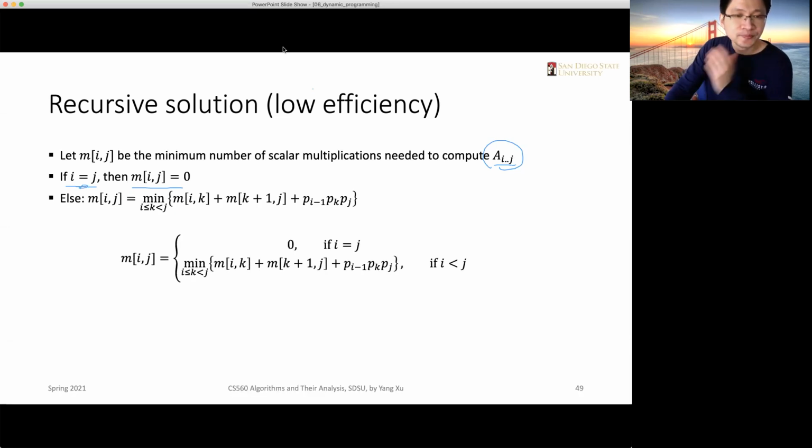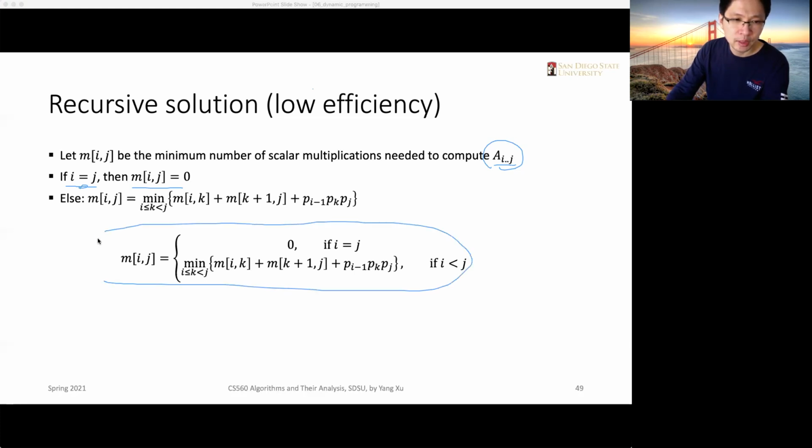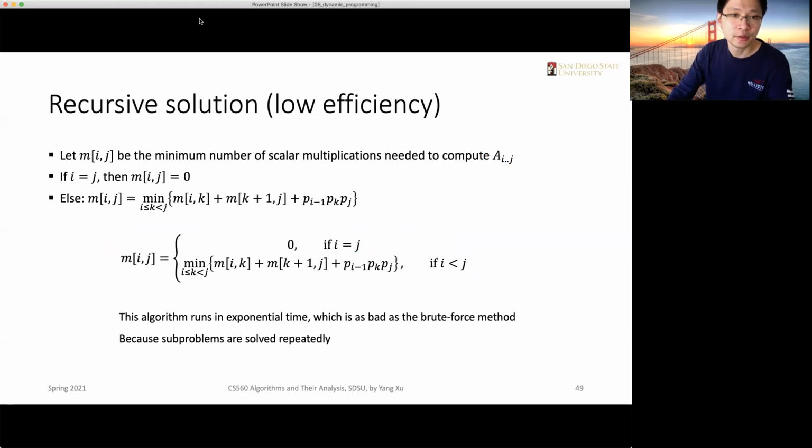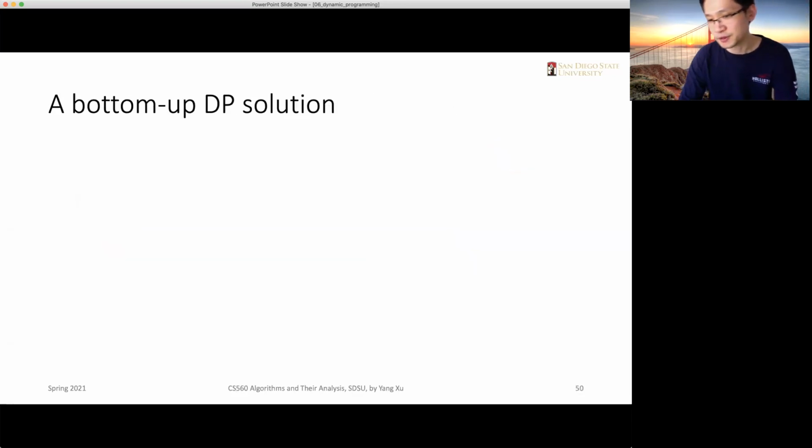So the whole recurrence equation would be like this, considering the smallest case and the larger problems. Actually, this algorithm runs in exponential time if we write it in a recursive way, which is as bad as the brute force method, because the subproblems are solved repeatedly. So we're not going into the details of this inefficient solution, but we'll consider a bottom-up dynamic programming solution first.